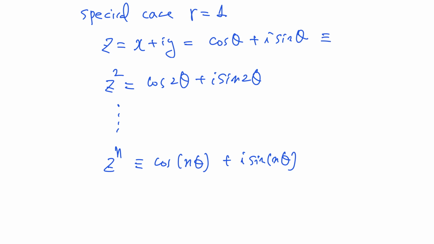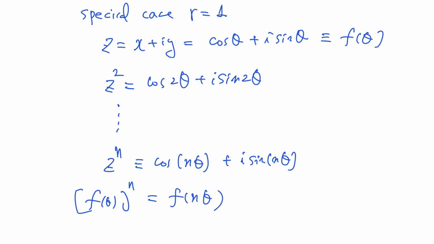Let's say this is some f of theta. Then we have the following relation: f of theta to the power of n is the same as f of n theta. If you have a power of n, it's the same as the function with n times the argument. Any guess? Anybody can guess what kind of function it is? Maybe an exponential function.